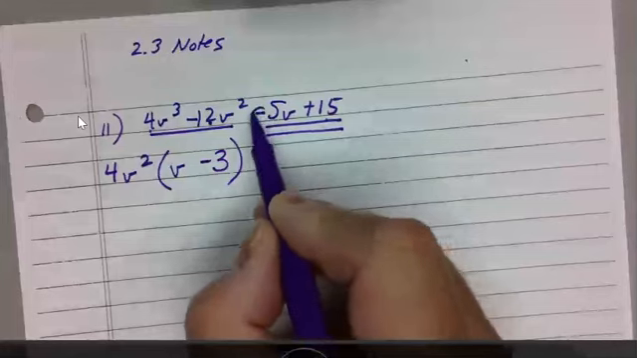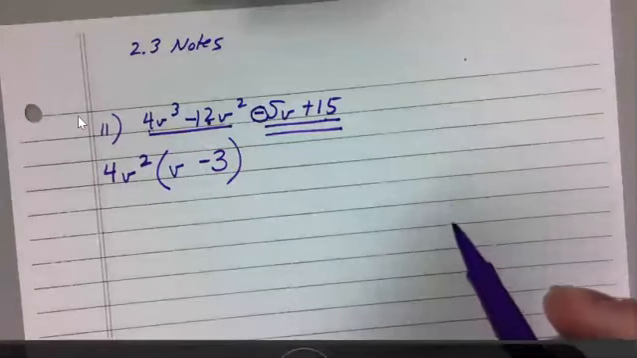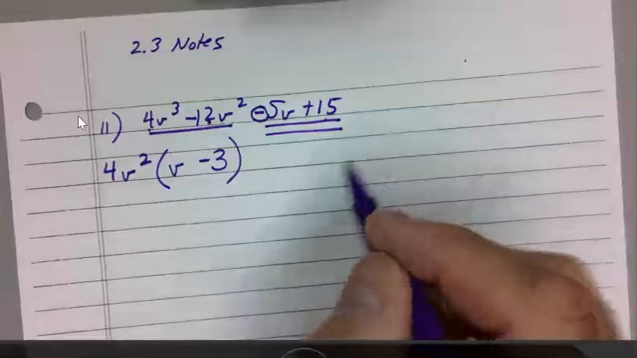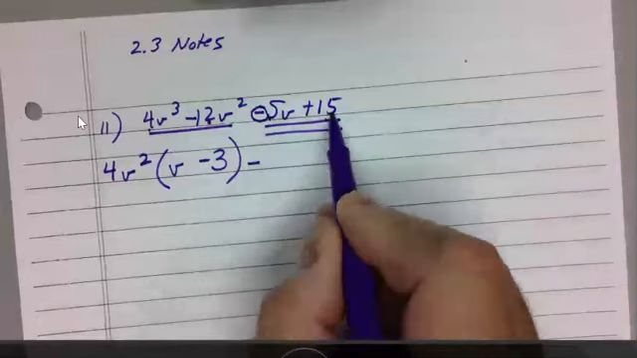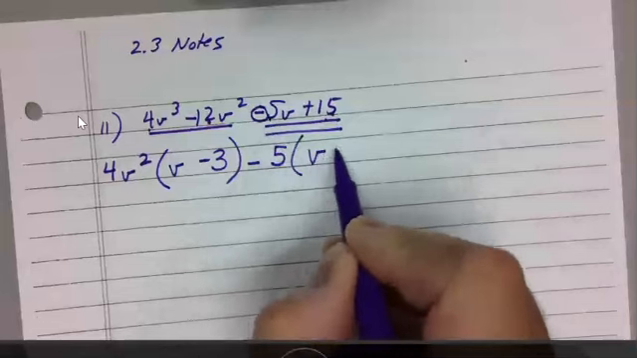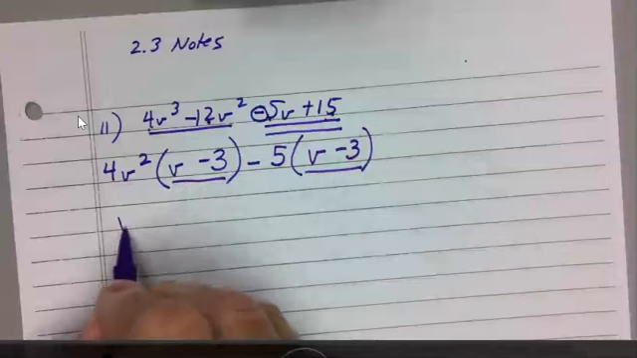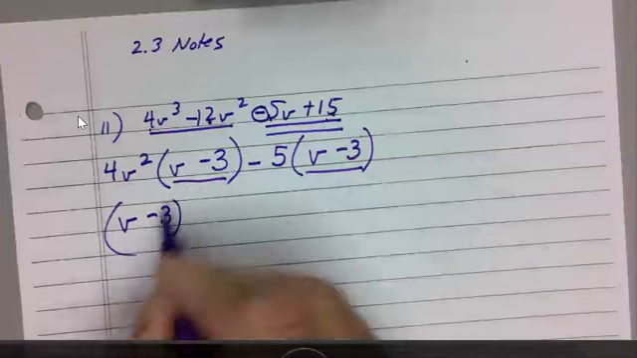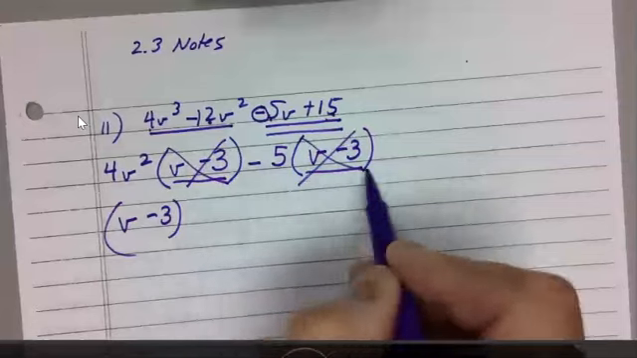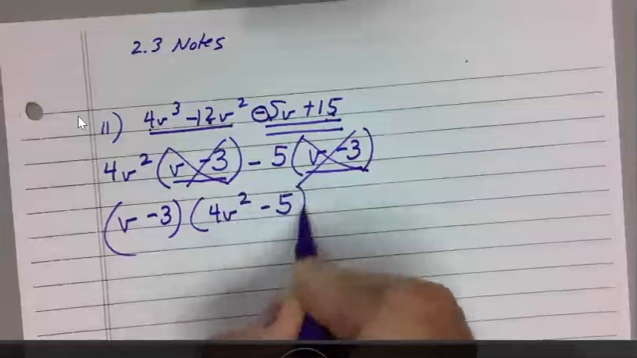Now, what did we learn when that first term's negative? What should we always factor out? A negative. And does 5 go into 15? Yes. So then that leaves me this right here. So these two are the same, so I can factor them out. Then that leaves me 4V squared minus 5.